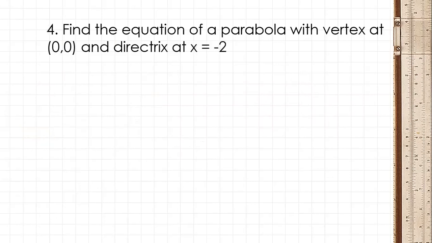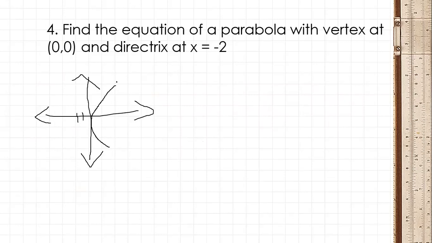Example number 4: find the equation of a parabola with vertex at (0, 0) and directrix at x = -2. Directrix x = -2 means here, po, -2. So our parabola opens to the right, because we know that the directrix is behind our vertex and our focus is in front of our vertex. So our a would be 2.